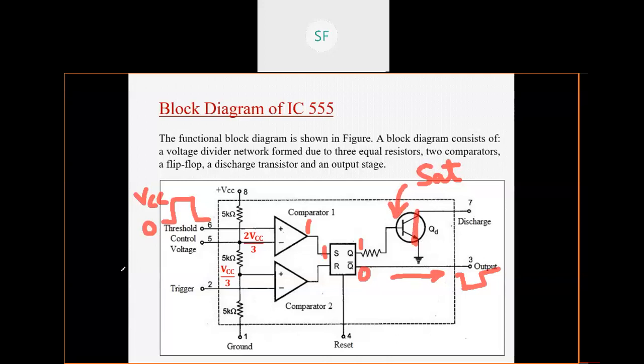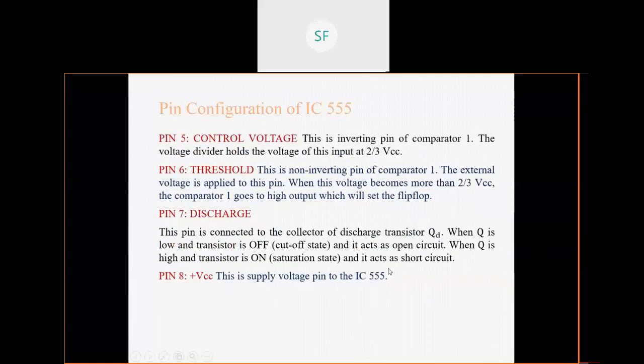Okay, so we will see this concept one more time. We will just wrap up our discussion here. So this is about pin number 6. By applying external voltage to pin number 6, you can change the output. Right. So now just 2 pins are remaining.